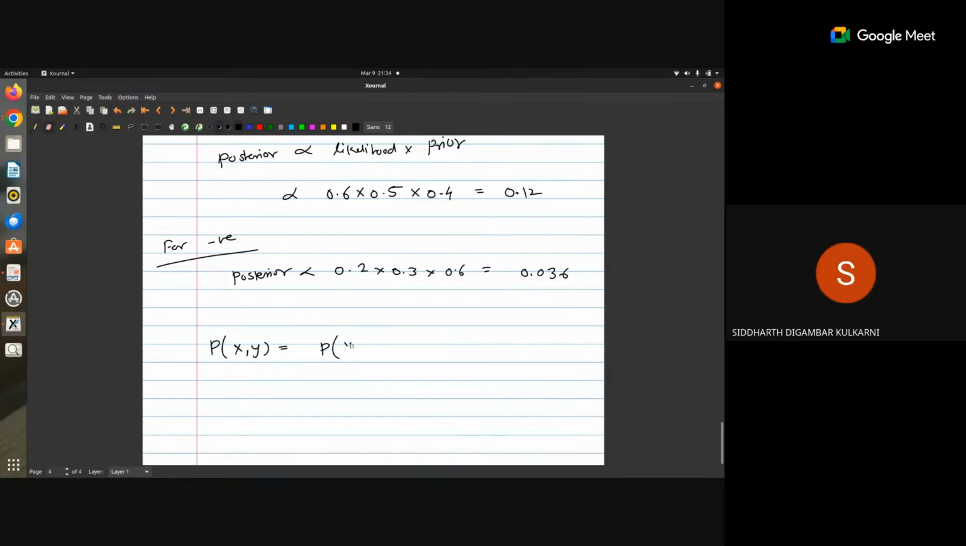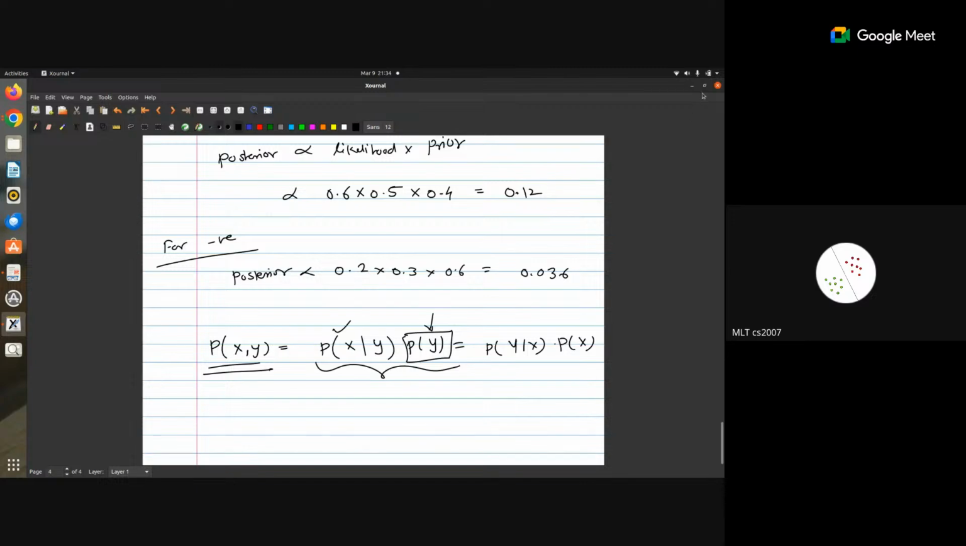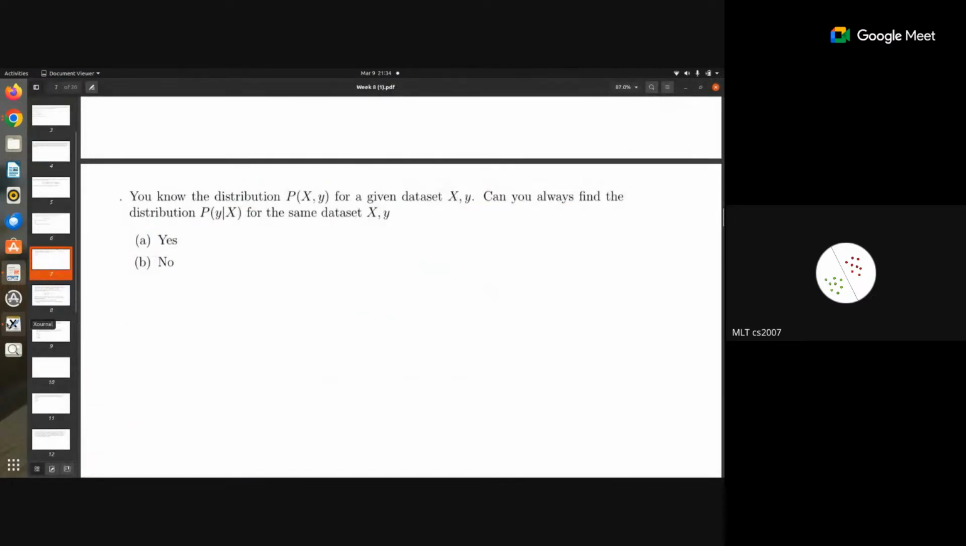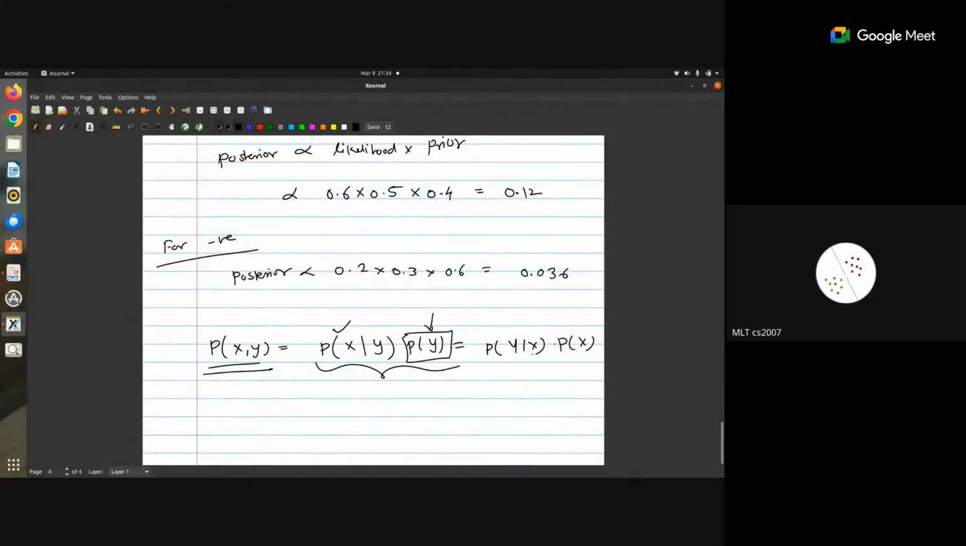Probability of x given y into probability of y, or probability of y given x into probability of x. So if I know this part, can I know this part if I have the data set? Yes, because this is a distribution of labels, right? How many labels are there? Can we find that out? I think this is the question: we need to find out this part.